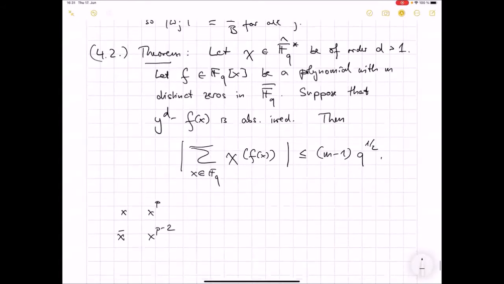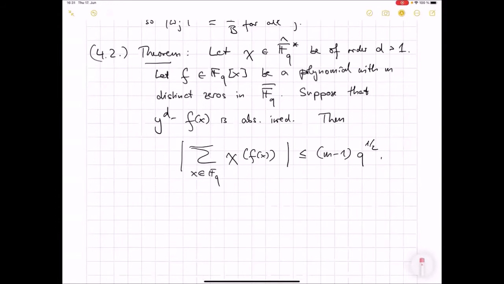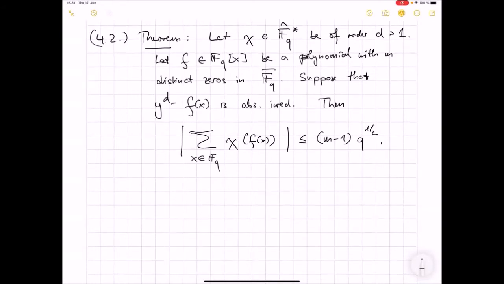Here you see the theorem that I stated last time and for which I still owe you a proof. So what does the theorem say? We take a polynomial with m distinct zeros in the algebraic closure over a finite field Fq. We take a multiplicative character, of course a non-trivial one, and we want to estimate this character sum, and the bound we get is best possible. It's a square root cancellation in q, and the implied constant depends on the number of distinct zeros. All right, and here is the proof.